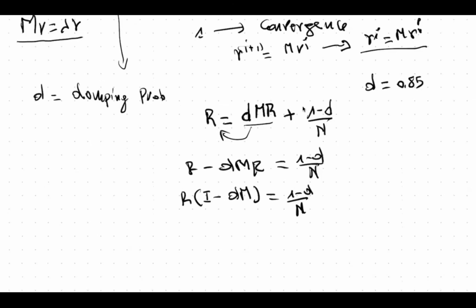So to remain just here with R, I can multiply by the inverse of this one everywhere, right? So if I multiply by the inverse everywhere, this multiplied by inverse will be identity. I remain with R, and I will have here I minus dM, this inverse, multiplied by 1 minus d divided by N, okay?